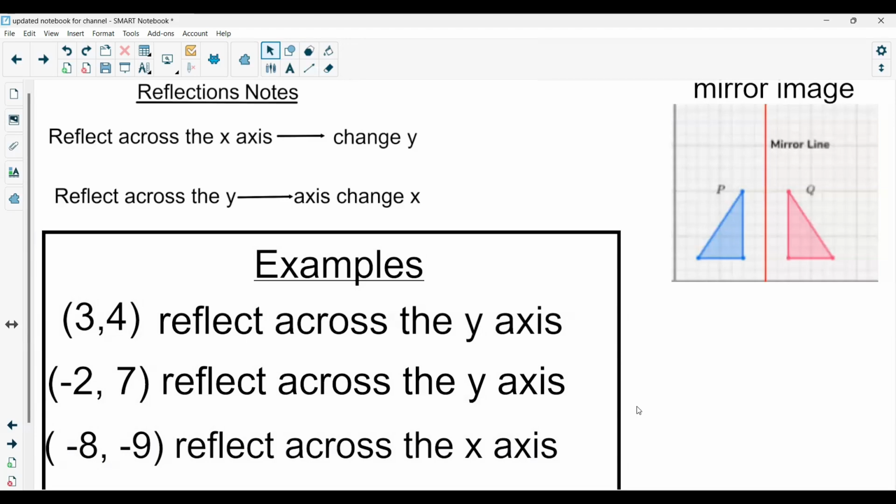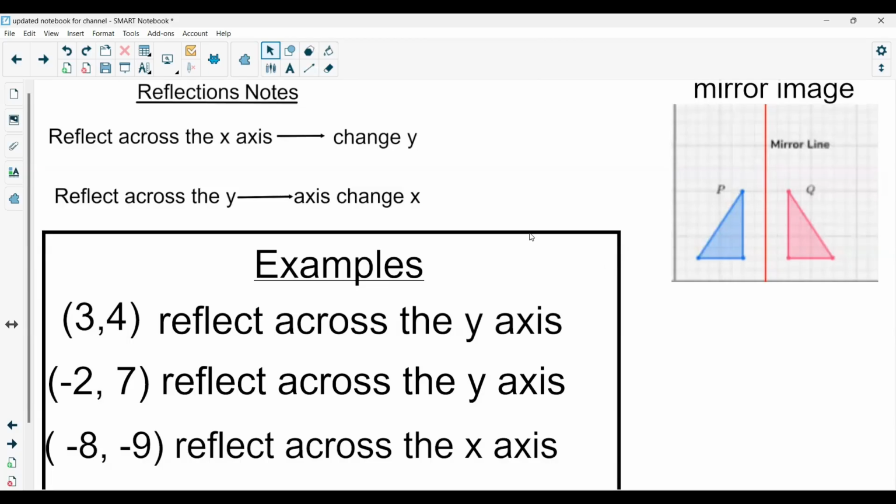So reflections are simply just a mirror image. When you look in the mirror, you see your reflection, right? So over here, we have two pictures of two right triangles. They are a mirror image of one another. They are a reflection. If we fold down this red line here and we fold our paper along that line, both triangles will match one another. Okay? They will be exactly the same. It will be a mirror image.